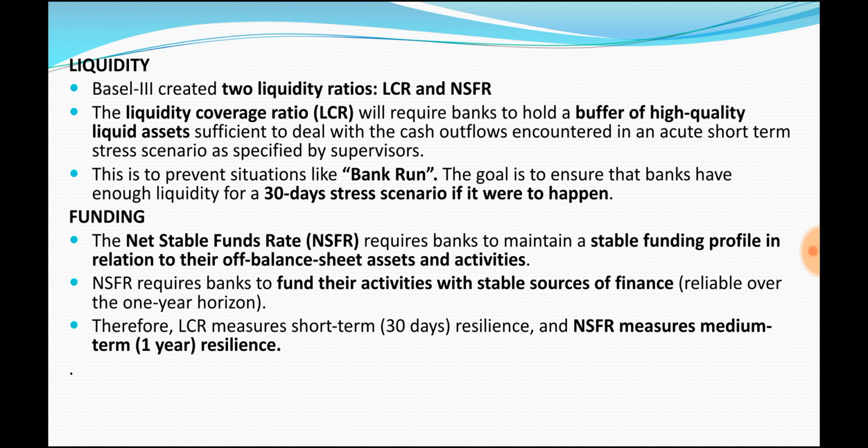The third thing the Basel III norms came up with is liquidity. The Basel III norms said that banks should have two liquidity ratios. One is the liquidity coverage ratio, that is, a bank has to have a buffer of high quality liquid assets sufficient to deal with cash outflows encountered in an acute short term stress scenario.